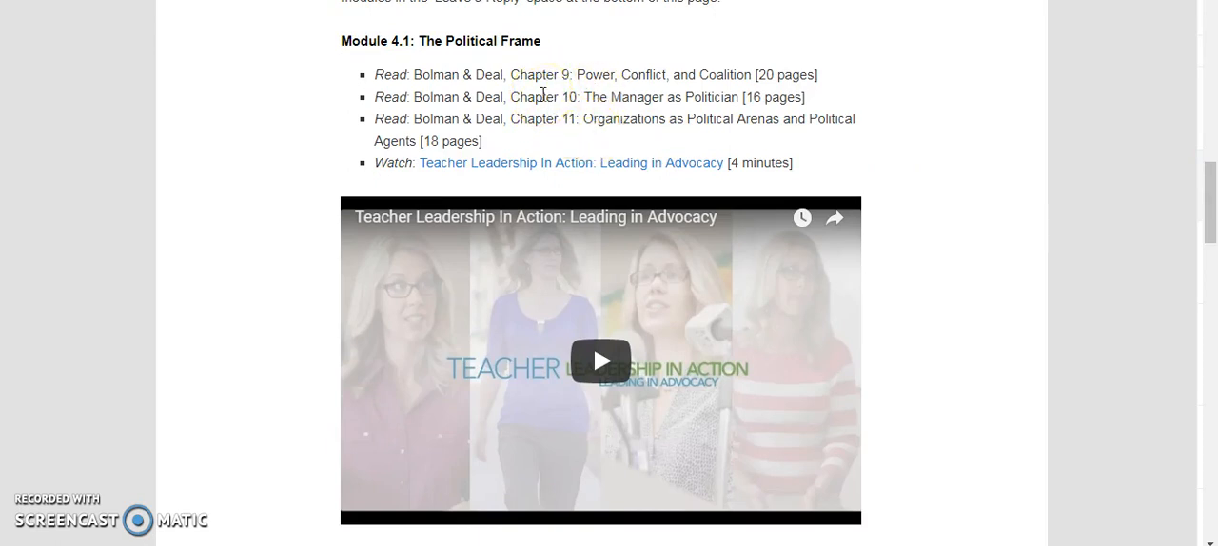So the political frame, you're going to read again three chapters about the political frame, some that will be more descriptive, some more interpretive, some more change-oriented, some more specific to individuals within it, and think about that. And then you're going to finish out that section by looking at teacher leadership in particular.